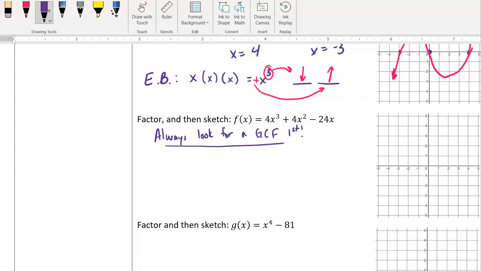So for this one, we see that every term is not only divisible by 4, but they also have an x. So I'm going to factor out a 4x. And when I do that, 4 divided by 4 is 1. And if I factor out an x from x cubed, I get x squared. Next, 4 divided by 4 is 1. If I factor out an x from x squared, I'm just left with x. And negative 24 divided by 4 is negative 6. So now I have a scenario where my a value is 1.